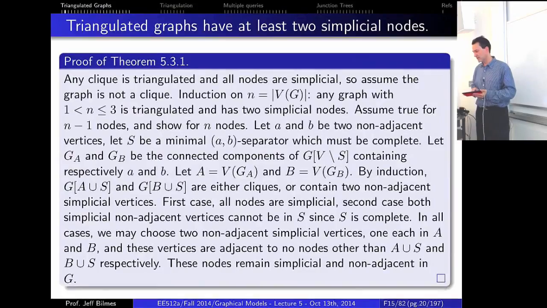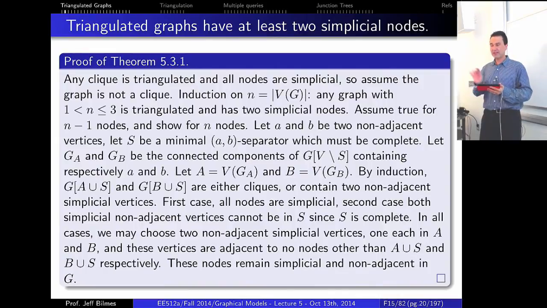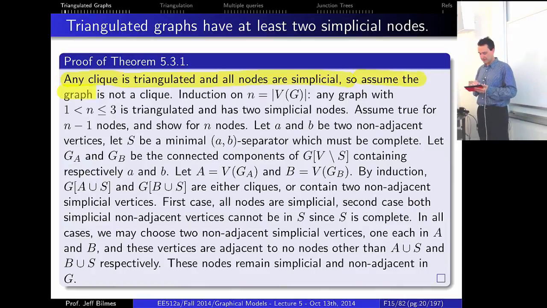Okay, so how do we prove this? Let's just go ahead and prove it very simply. So basically saying that any triangulated graph has at least two simplicial nodes. So if you're a clique, you're triangulated, right? And all nodes are simplicial. So let's assume that the graph is not a clique, and then do an inductive proof.